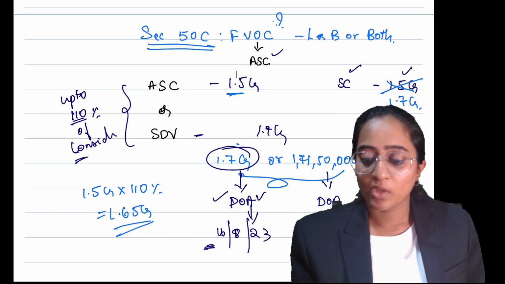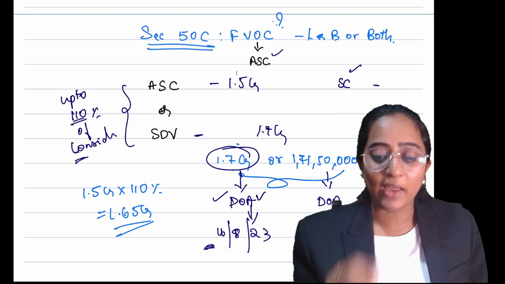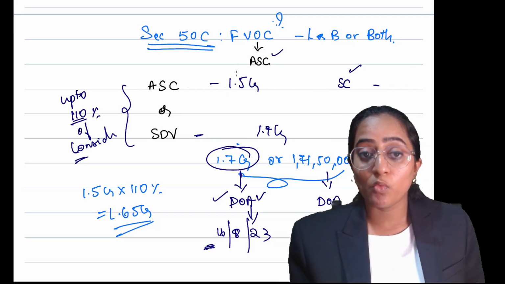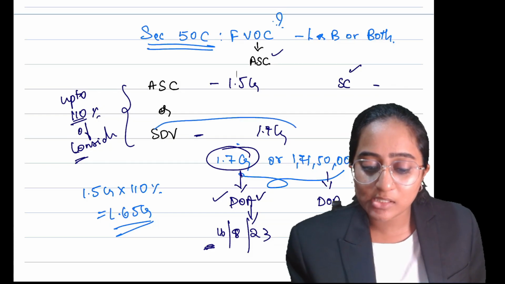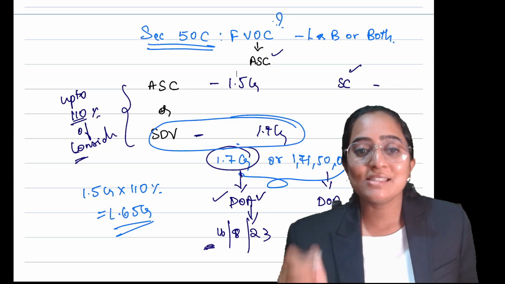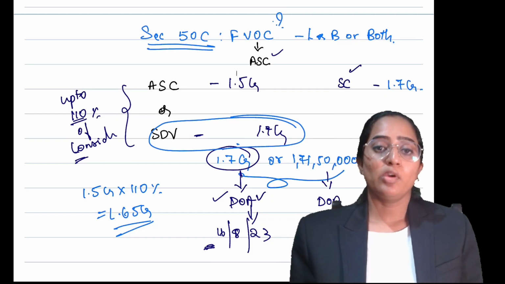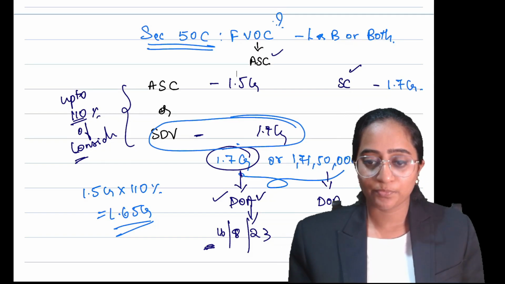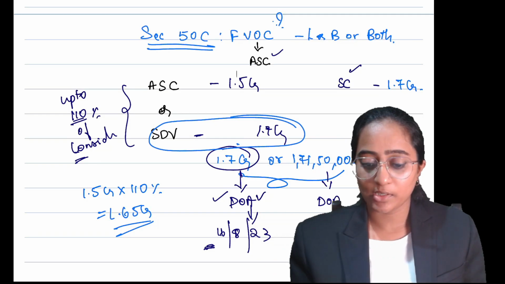This is the provision. So what has happened in the question? It is 1.65 crores. So in this case, whatever you have done is not genuine. So we are going to consider the SDV as your sale consideration, 1.71, 1.7 crores. Clear, everyone? I hope it is clear.